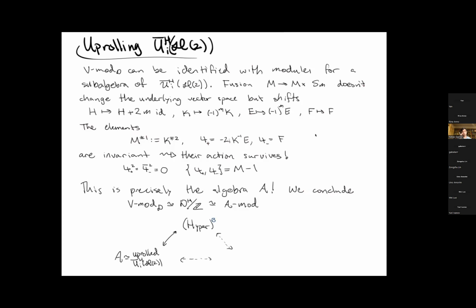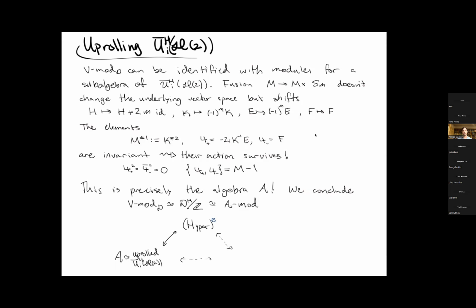So what I'm going to do is look at the invariant subalgebra under this automorphism. Or is it an automorphism? I think it's an automorphism. Yeah. And the invariant elements are K squared because minus one squared is always one. We also need to combine K and E in order to get something invariant there. The minus ones will cancel one another. And then F was already invariant.